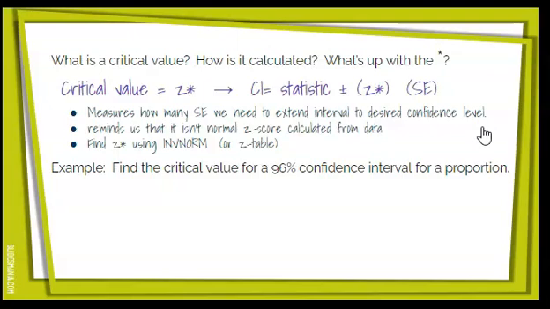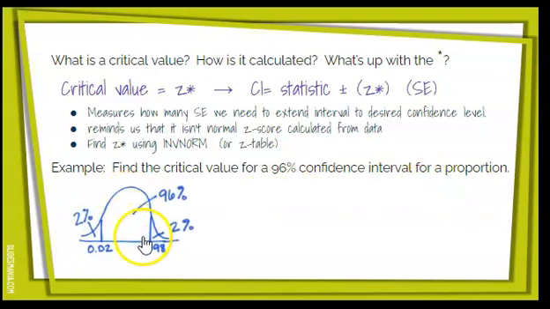We find the z-star by using an inverse norm function, or you could use a z-table, but the inverse norm function in your calculator is how I'm going to demonstrate for you in the slides. So let me show you what I mean. Find the critical value for a 96% confidence interval for a proportion. All right, so what you have to do is visualize the curve. And I want the middle 96%. That's my confidence level. And if the middle is 96, that means there's 4% left out there. And it's split evenly between the two tails. There's 2% here, 2% over here.